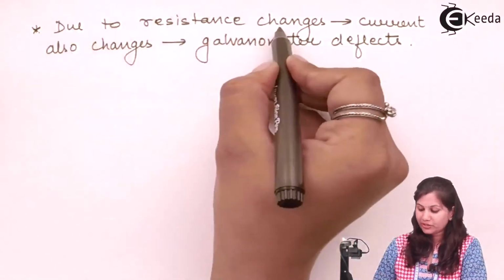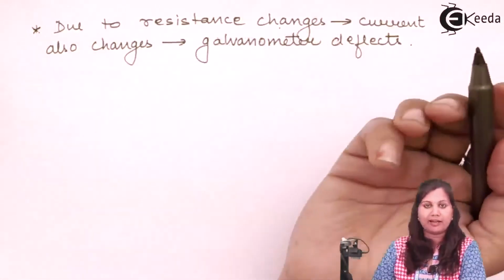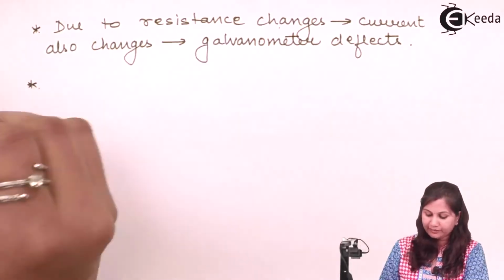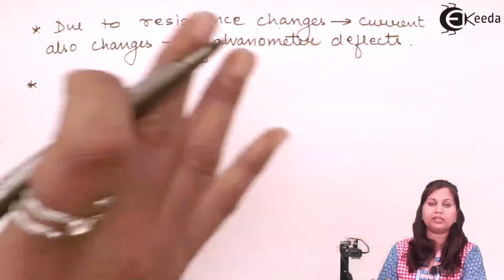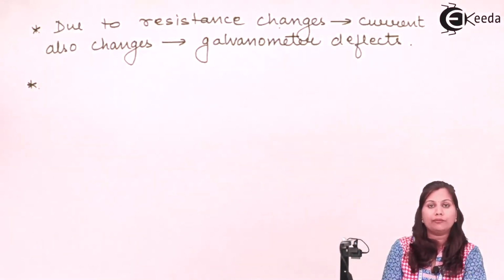So due to resistance changes, current also changes, and the galvanometer is going to deflect, and this deflection of the galvanometer is a measure of the flow rate of the fluid or the gas.